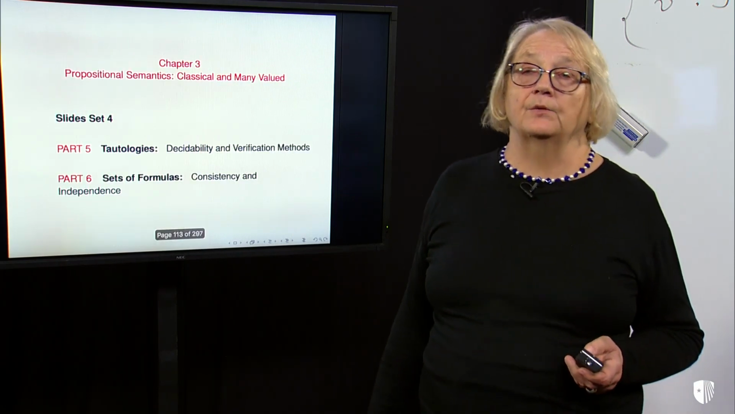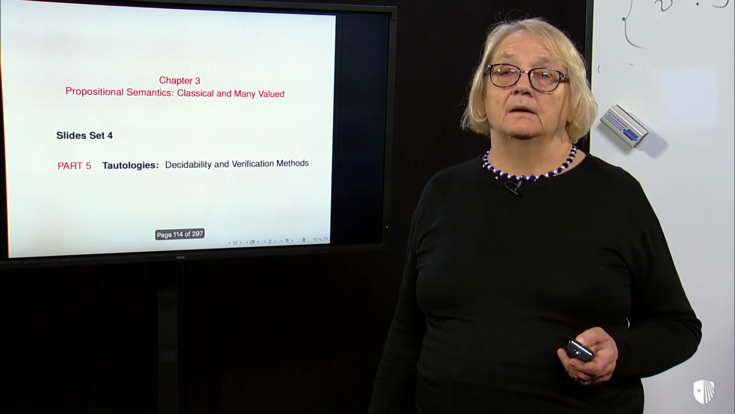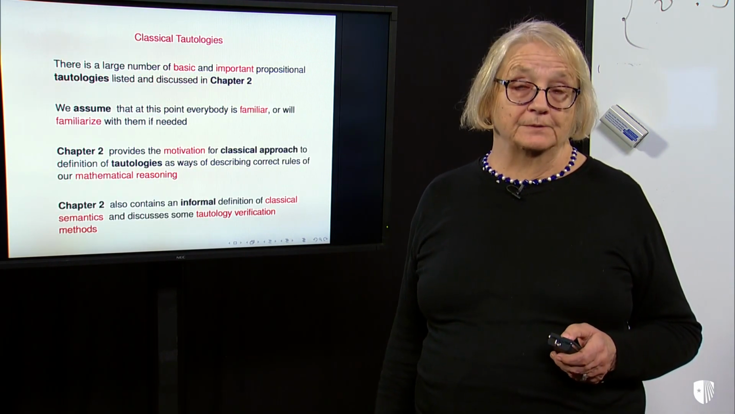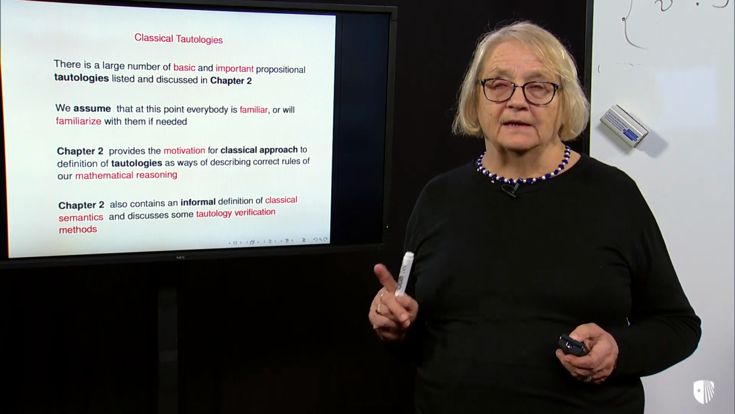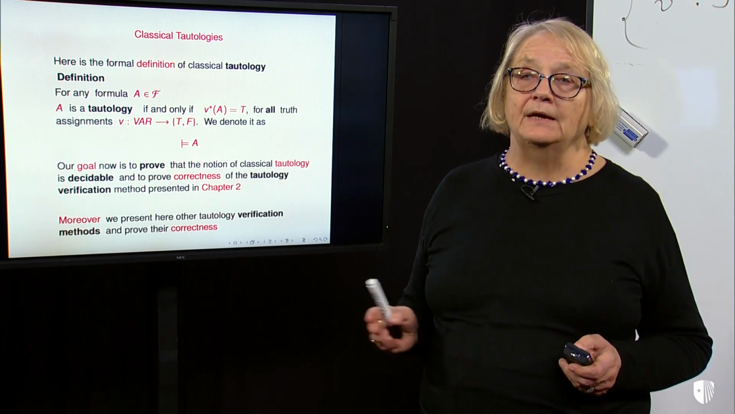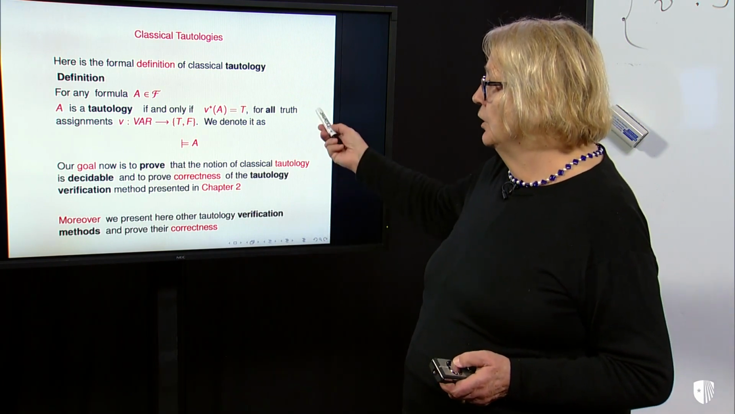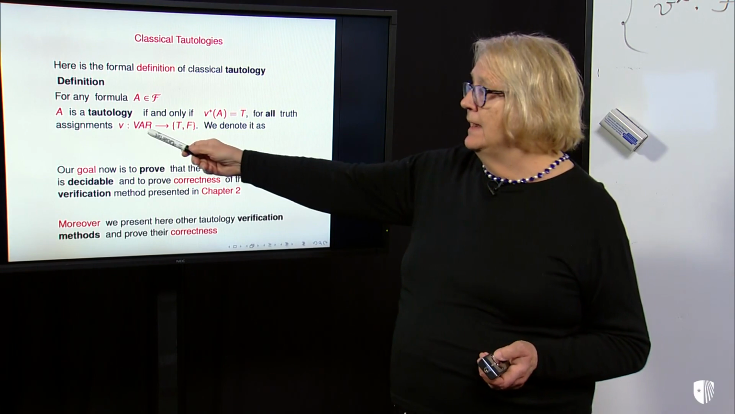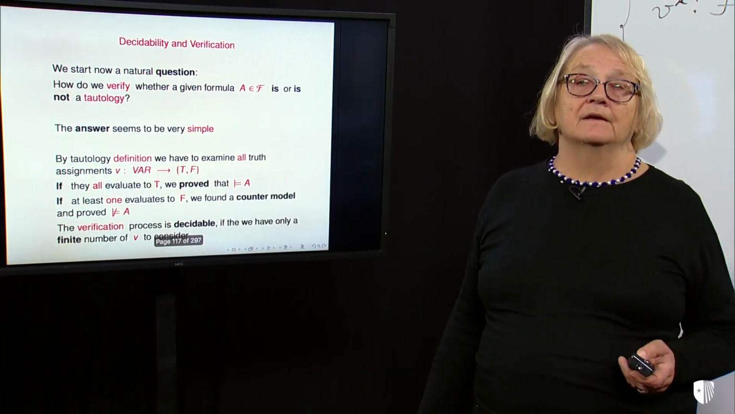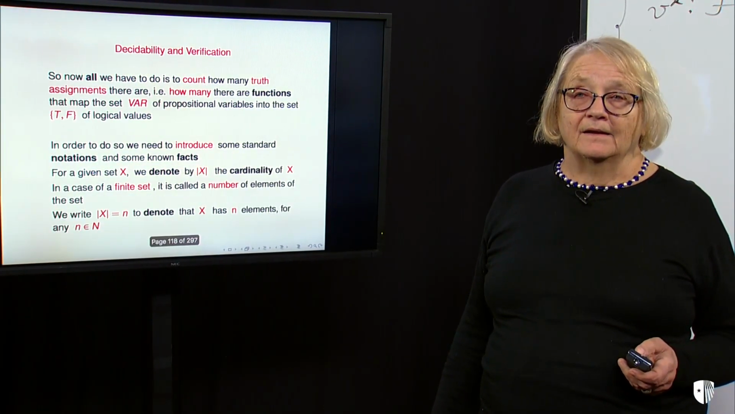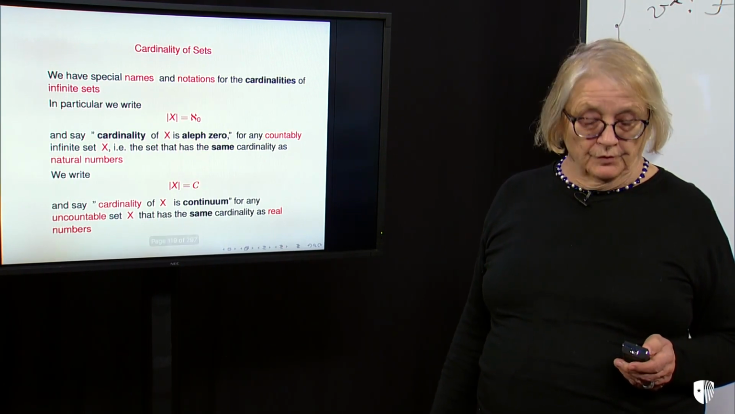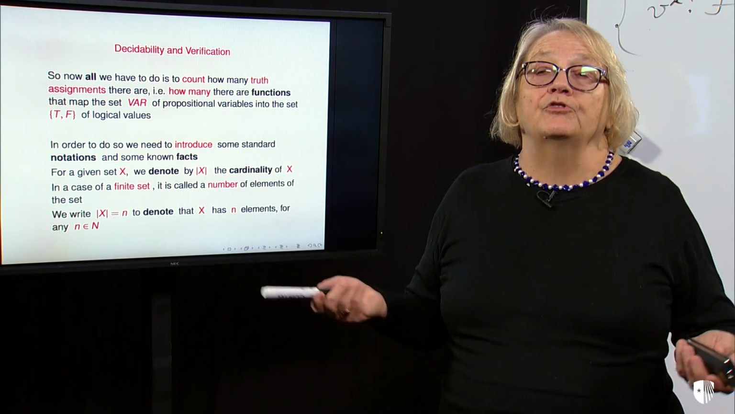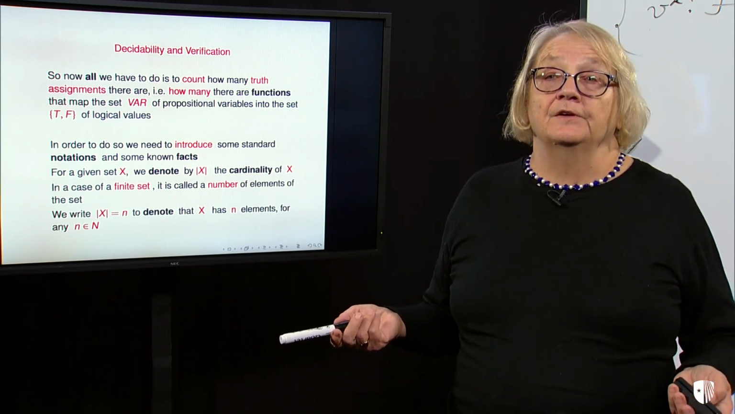And so now, tautology verification method. Let's think for a second, because once you have this definition, tautology is for all possible V. But how many are these V? I just showed you how many there are: all possible truth assignments.